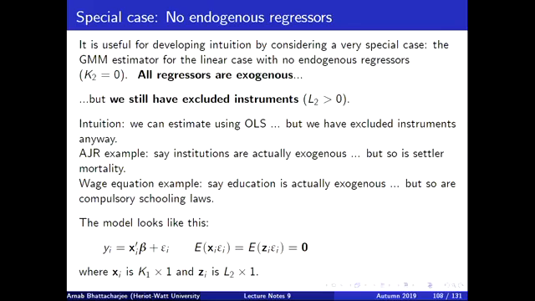Okay? So this is similar to the AJR example that we have looked at. So institutions are perhaps exogenous in themselves, but you still have settler mortality, which is also exogenous. Okay? Or a wage equation where education is actually exogenous, but schooling laws are also exogenous. Right. So then what do we have? Our model looks like this, and our moment conditions look like this.